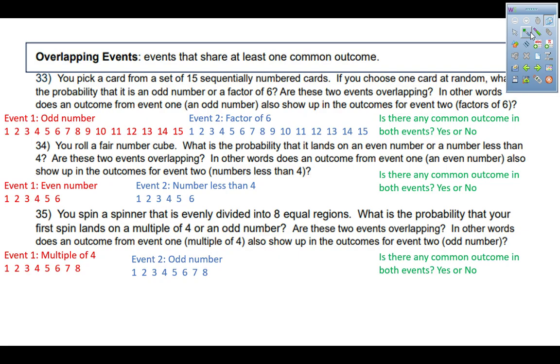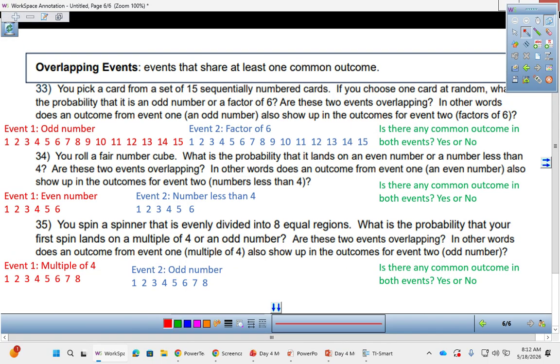So number 33 says you pick a card from the 15 sequentially numbered cards. If you choose one card at random, so it's not independent, independent would be choosing 2 cards. Okay, I'm only picking one. So if you're choosing one card at random, what's the probability that it's odd or a factor of 6? So let's think about those two things. If I have 15 cards, the odd numbers are 1, 3, 5, 7, 9, 11, 13, 15. Right? So those are my odd numbers. What are my factors of 6?